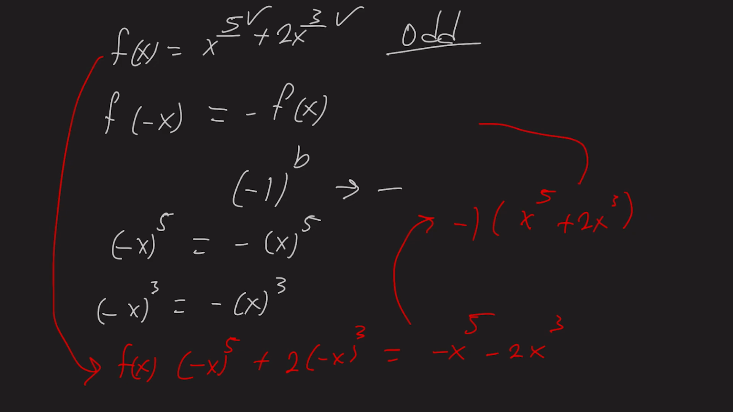X to the fifth plus 2x to the third is my original function, so f of negative x does indeed equal negative f of x. So we have now rigorously proved that this is odd. But if you ever need a shortcut, just look at the exponents, and that's how you determine it very easily.